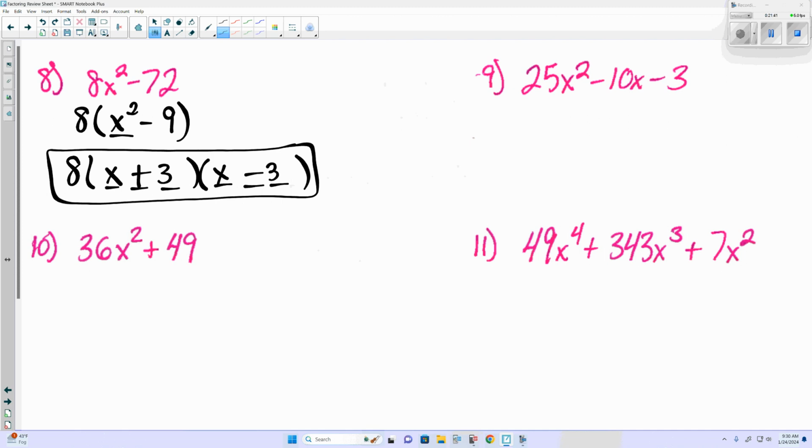If it had been x squared plus 9, 8 times x squared plus 9, we're done. There's nothing else we can do to that there. If it had been minus 10, 10's not a perfect square. We're done. Any other questions on anything we've done so far? We're going to look at number 11.